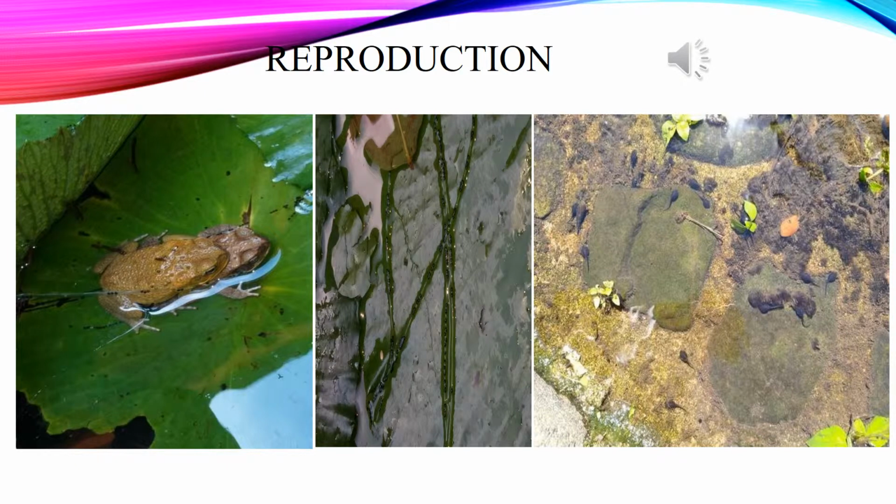When the eggs are in the water, they hatch into tadpoles and then later into frogs. Frogs reproduce sexually, and the fertilization of the eggs happens outside of the female frog's body instead of inside. Frogs can be sexually mature at the age of 4.